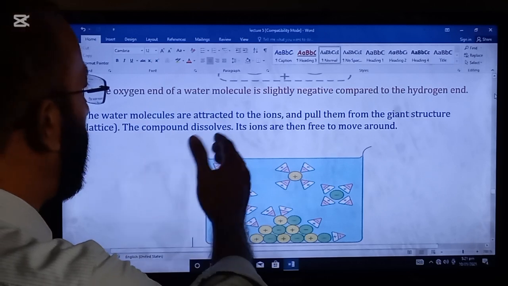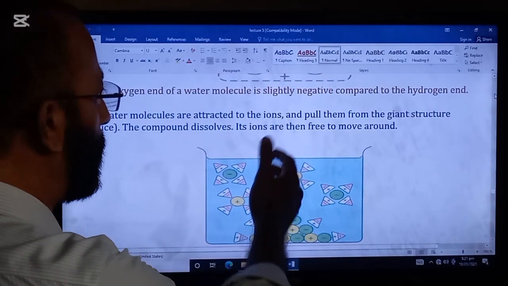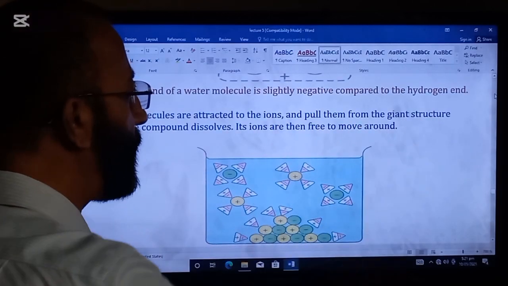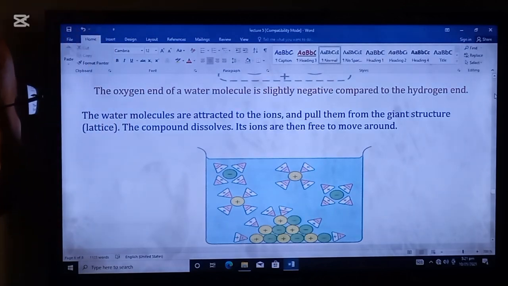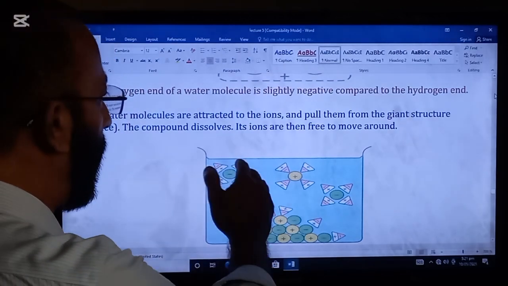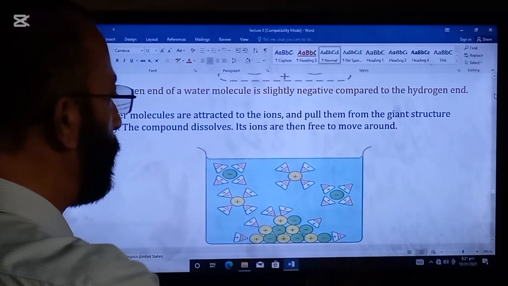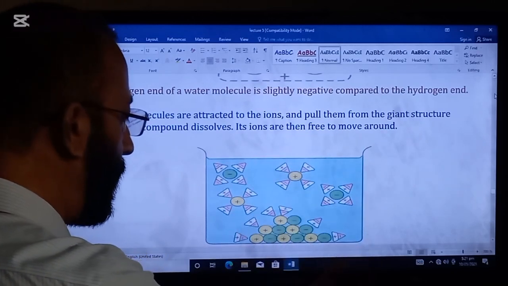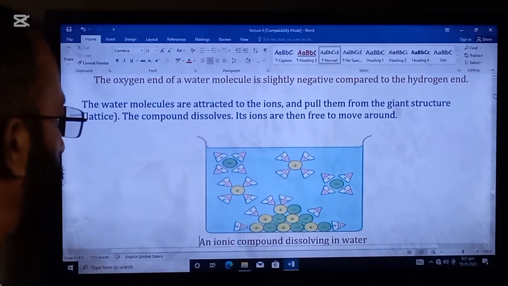The water molecules are attracted to the ions and pull them from the giant structure. The compound dissolves. Its ions are then free to move around. Here is the diagram representation.